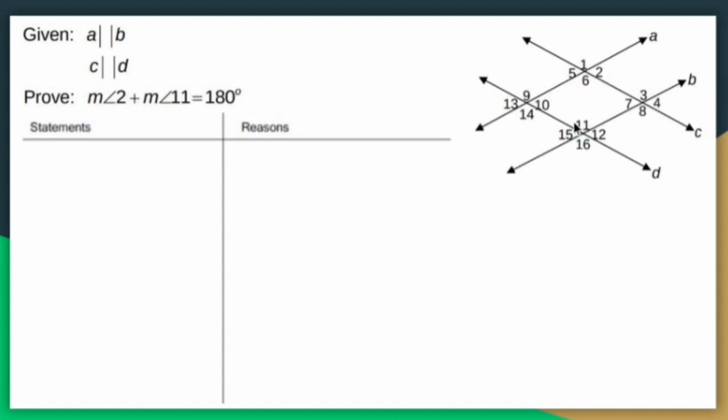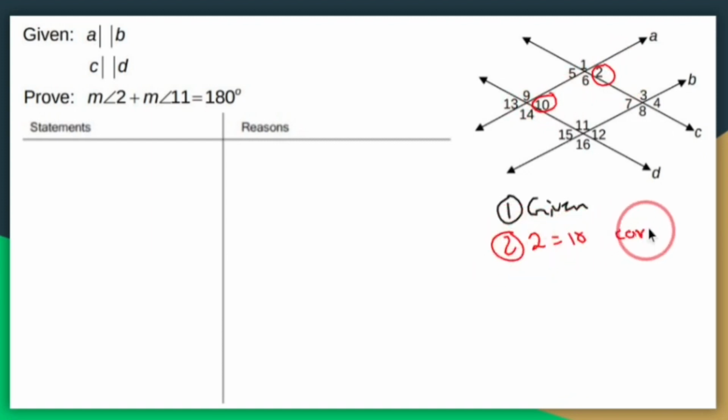Now, if I look at 2 and 11, they're not connected. I need to find a way to connect 2 and 11. So I'm going to make myself a little game plan here. And step number 1 is going to be given. Always given. I'm not touching this yet. So let's try to get from 2 to 11 somehow. So I can take the fact that 2 and 10 are congruent because they correspond. Since C and D are parallel, 2 and 10 are equal because they correspond.